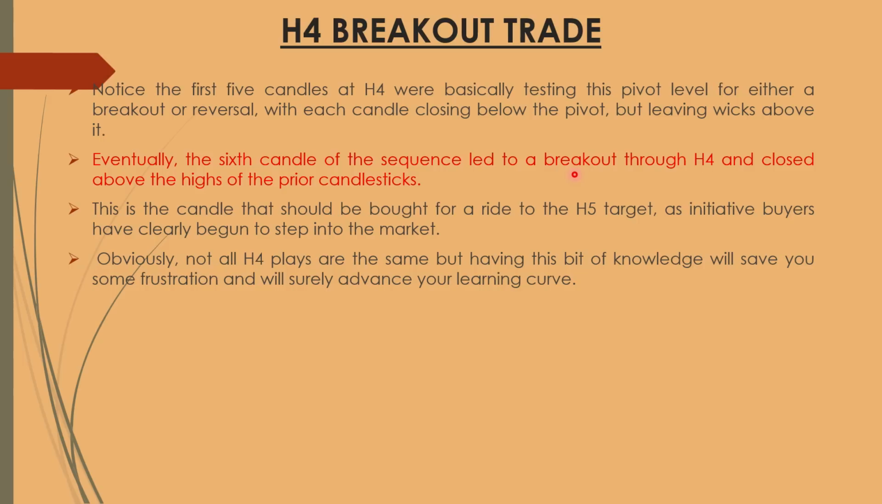Notice the first 5 candles at H4 were basically testing this pivot level for either a breakout or reversal, with each candle closing below the pivot but leaving wicks above it. Eventually, the 6th candle of the sequence led to a breakout through H4 and closed above the highs of the prior candlesticks. This is the candle that should be bought for a ride to the H5 target, as initiative buyers have clearly begun to step into the market.